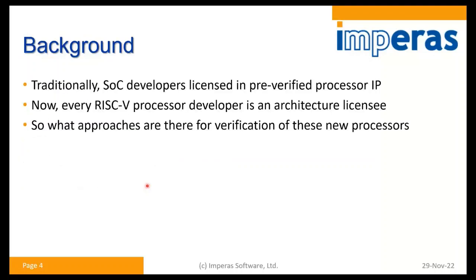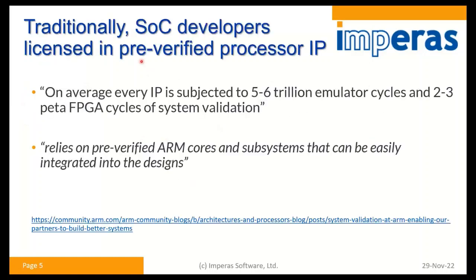So in terms of background, traditionally people used to develop SoCs by buying in IP. Now with RISC-V, you can still do that, but most often people are going to RISC-V because they want to extend it in some way. So basically everybody's becoming an architecture licensee, and they've always got to verify it, and that's one of the things that's changed here. Traditionally, if you licensed in some IP, that IP was subject to huge amounts of verification.